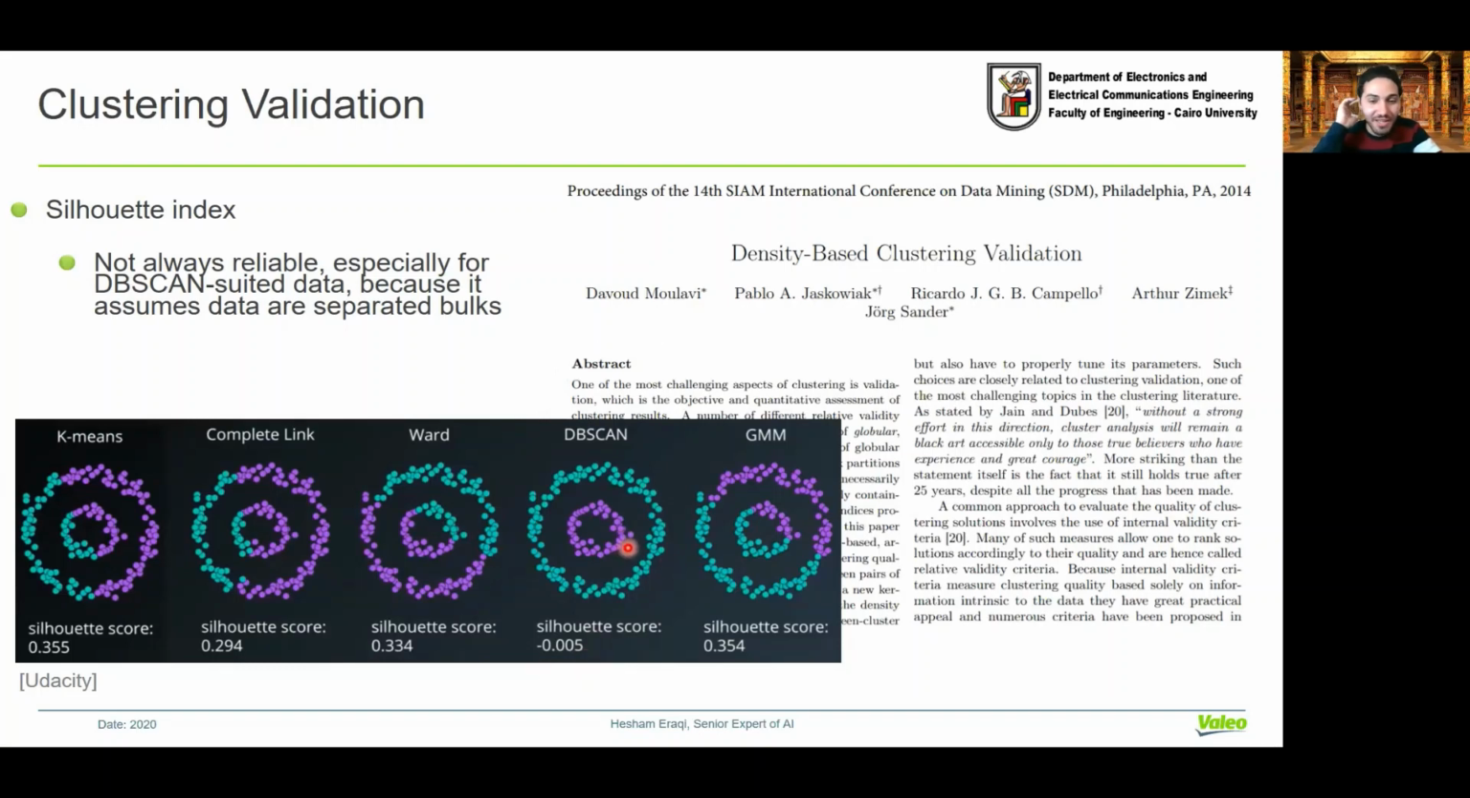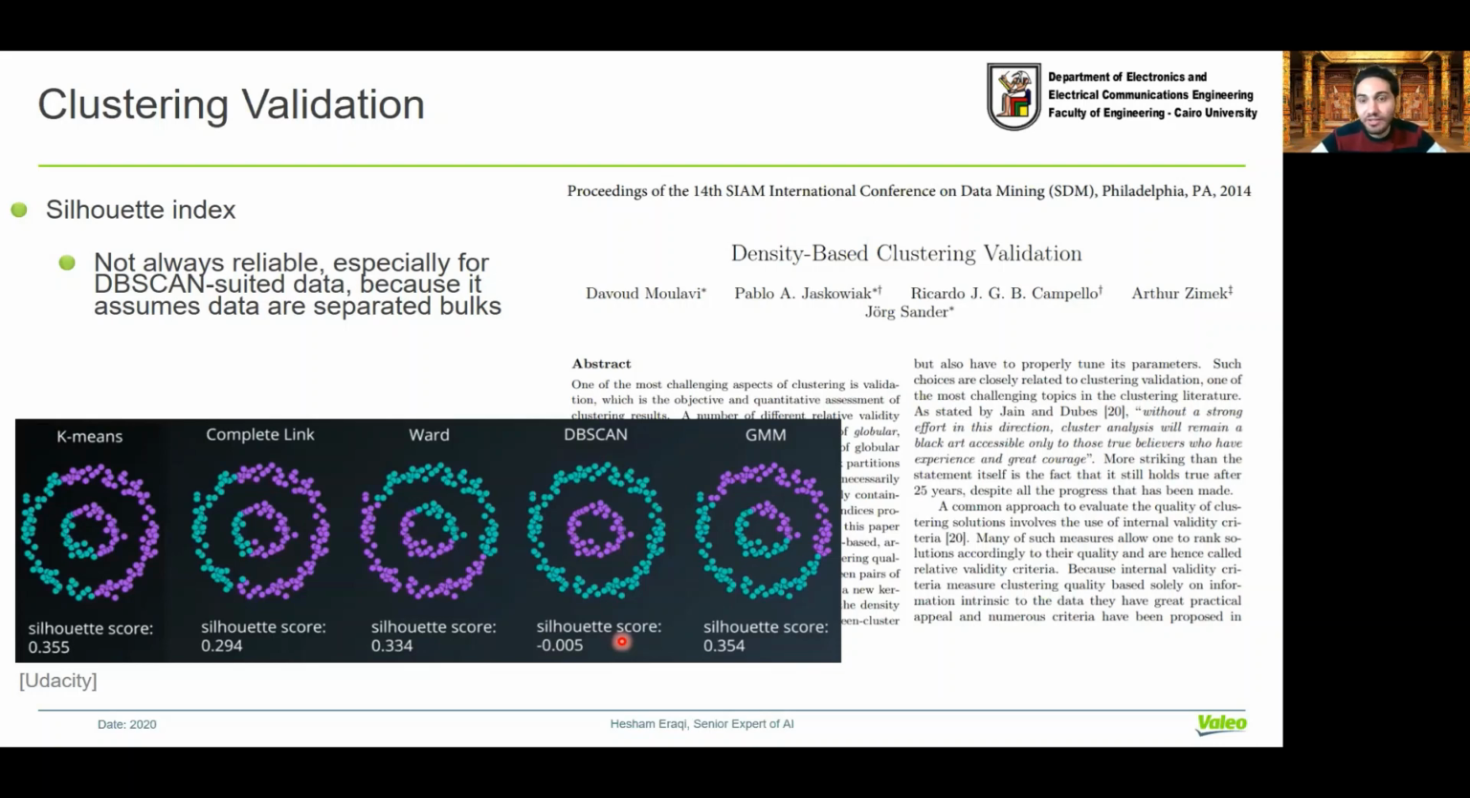So try to visualize the data, and if it is multidimensional, try to have a look at it like we did using the Seaborn library, to see how to visualize multidimensional data, at least to have a look at your data. So don't blindly trust the silhouette score. It's helpful, but don't blindly trust it. And especially if you deal with DBSCAN, the silhouette index is not suited for it, okay? Because the silhouette score assumes that the clusters are separate bulks.